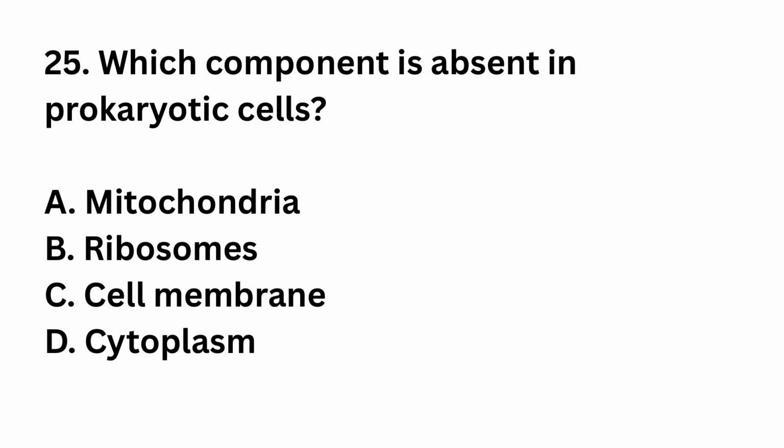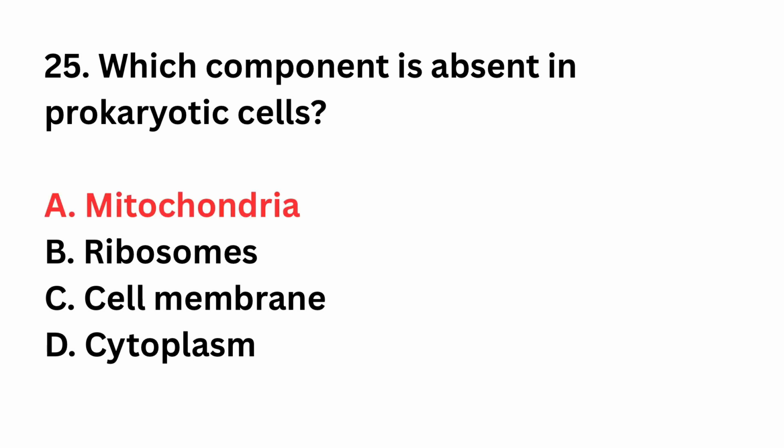Question number 25. Which component is absent in prokaryotic cells? Mitochondria, ribosomes, cell membrane, cytoplasm. The right answer is option A, mitochondria. Prokaryotes lack membrane-bound organelles like mitochondria.